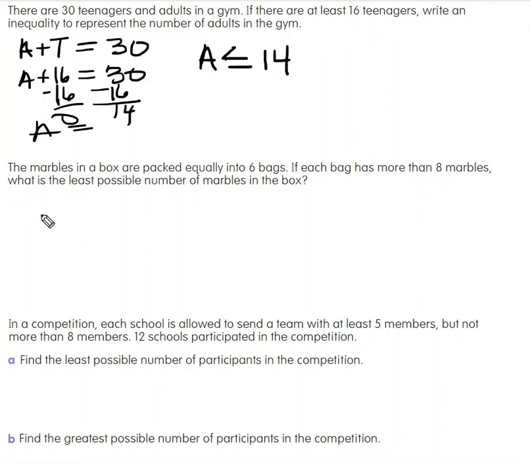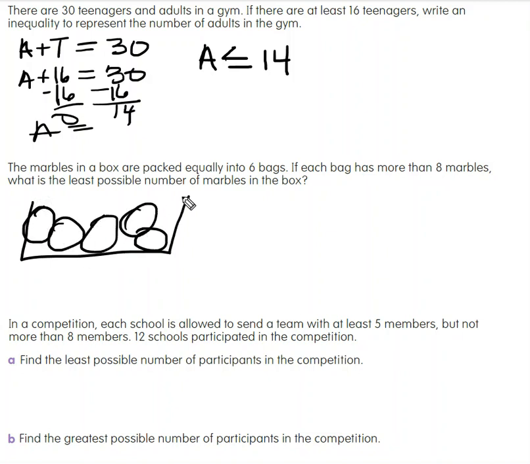Okay, the marbles in a box are packed equally into 6 bags. If each bag has more than 8 marbles, what is the least possible number of marbles in the box? Okay, so if you have this box, and inside there, 1, 2, 3, 4, 5, 6 bags, and in each one of those bags, there is more than 8 marbles. So the least number of marbles there could be in each one of those bags would be 9, right?